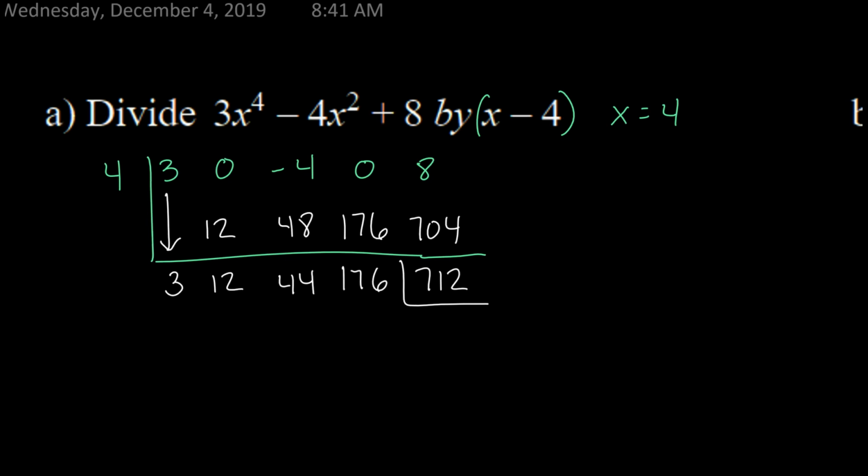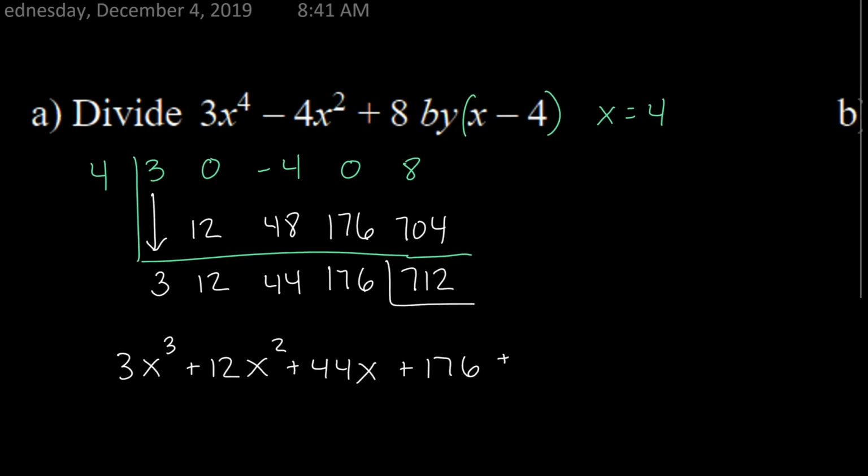So what should my answer's degree be? 3, right, a cubic. So it goes 3x cubed plus 12x squared plus 44x plus 176, and then 712 is a remainder. How do I write it? Over x plus 4. Yes, that's our answer.